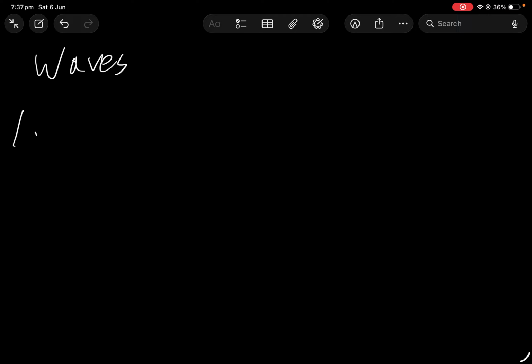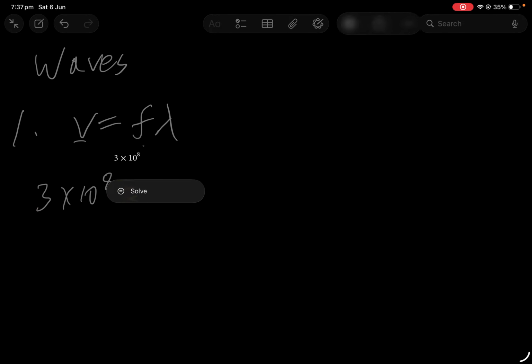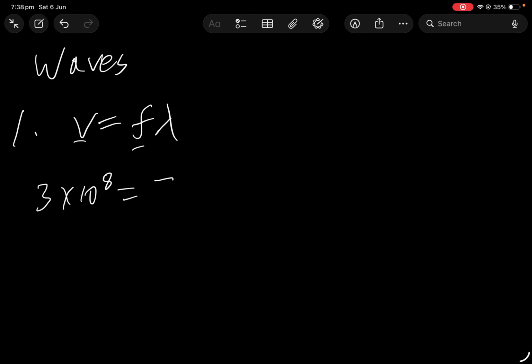So that's just v equals f lambda, frequency and wavelength. We have velocity, we have frequency. So we have the speed of light, 3 times 10 to the power of 8, equals frequency, which is 720, but it's kilohertz, times lambda.